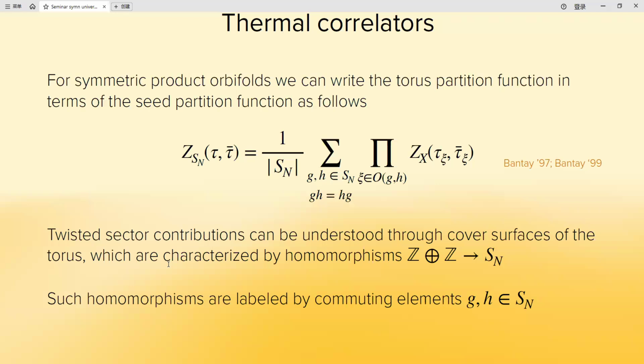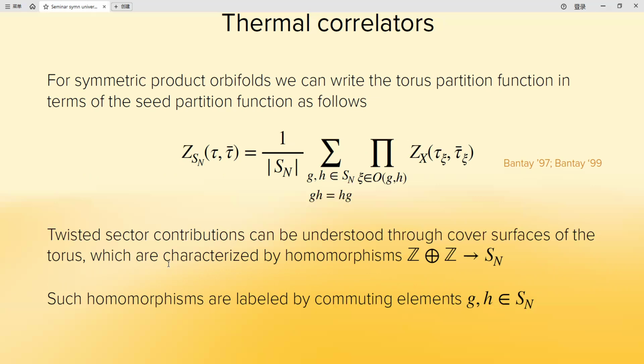There are basically two formulas for the thermal partition function of a symmetric product orbifold that I'm aware of. One is in terms of a grand canonical partition function, where you make N also a variable. But for us today, this other formalism, introduced by Bantay in the late 90s, will be more useful. This formula tells us what to do with the seed partition function in order to find the partition function of the symmetric orbifold at any value of N.